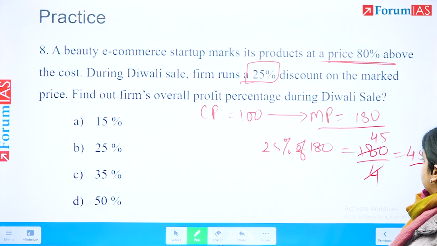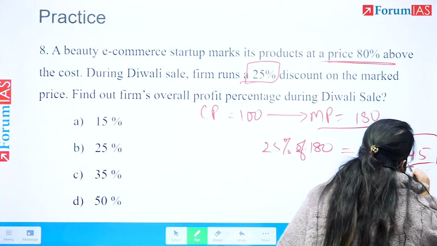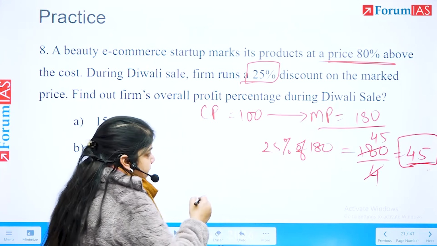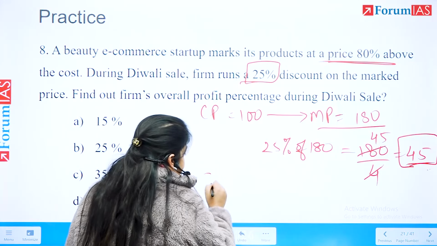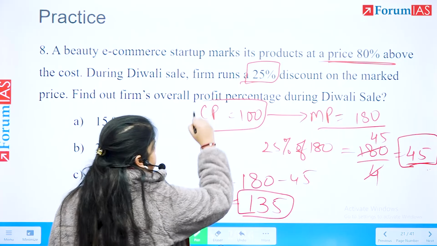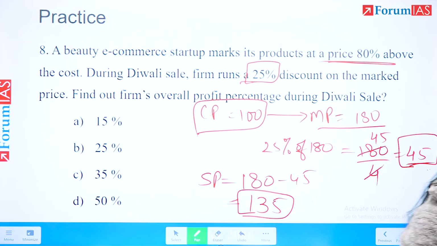So he's 180 minus 45 because this is the amount of discount being given. So what is the selling price? Selling price is 180 देना था, उसमें से 45 rupees कम कर दिया, 180 minus 45, which is equal to 135. Selling price 135, cost price 100, percentage profit 35%. I hope it is clear. You will have to assume cost price. उसके बिना नहीं होगा. कुछ तो assume करना पड़ेगा.